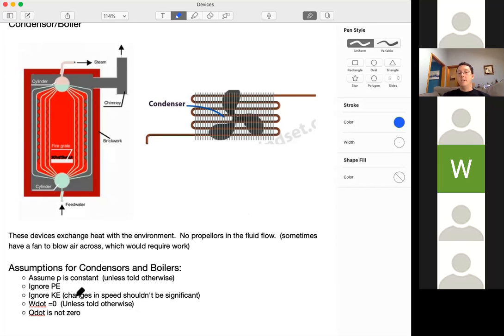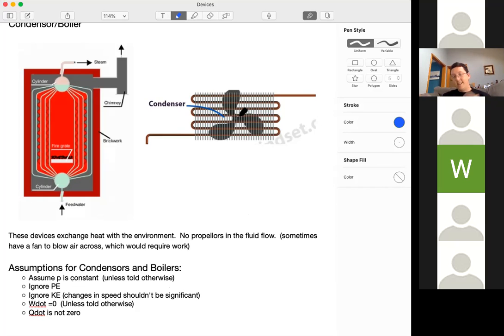Again, ignore potential energy. Also, like some of the other devices, we can ignore kinetic energy. It's not that it won't change, but the change is not significant, it turns out. So you can ignore that. These devices do not have a propeller or blade or fan spinning in the fluid flow. So a lot of times we just set W dot, the power, to 0.